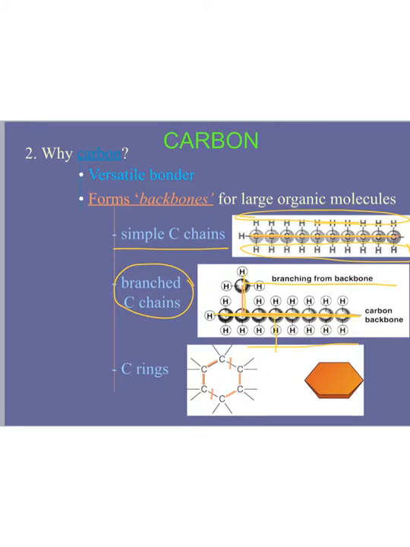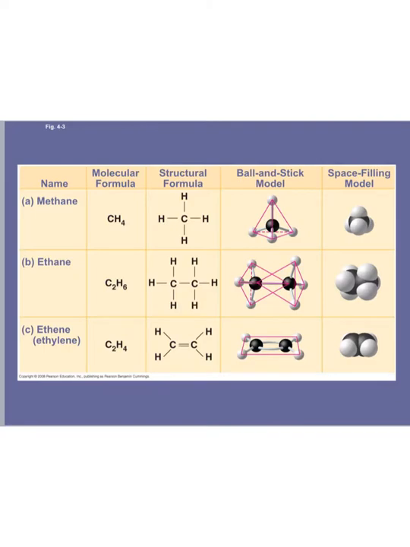Not only do we have simple and branched chains of carbons, we can also have carbon rings. So these are really important in biology, and this line should really be like that. It shouldn't be drawn straight up and down like that, showing that this is a carbon ring. So carbon can form these ringed structures, which we also see are really important in biology and biochemical reactions. So 3 types of backbones that carbon can form.